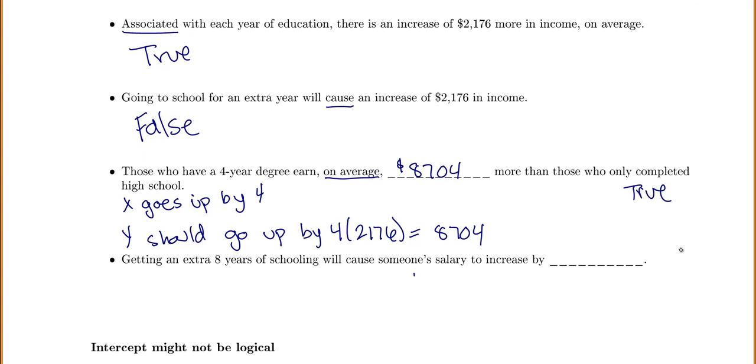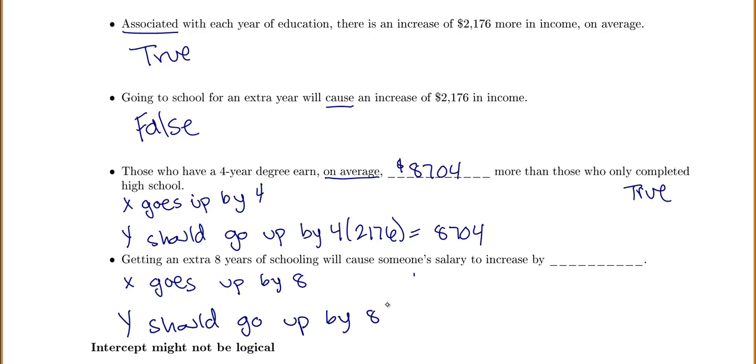The next statement: getting an extra 8 years of schooling will cause someone's salary to increase by blank. Let's do the same thing. X goes up by 8. Y should go up by 8 times the slope, which is 2,176. So this is 17,408. Getting an extra 8 years of schooling will cause someone's salary to increase by 17,408. So we filled in the blank.